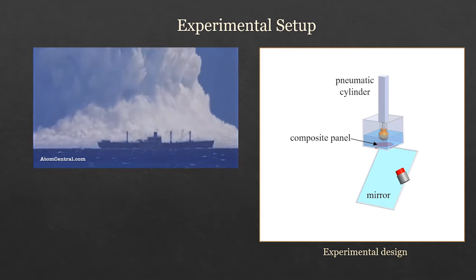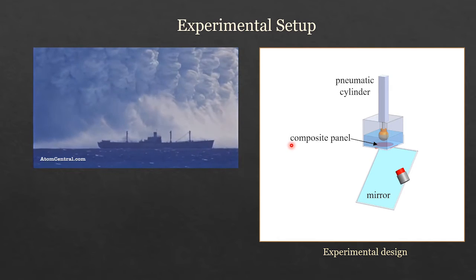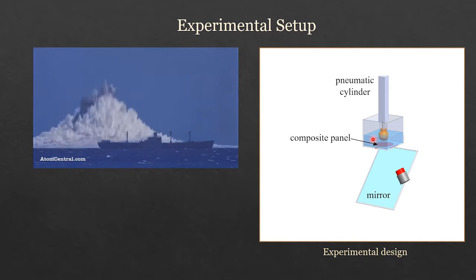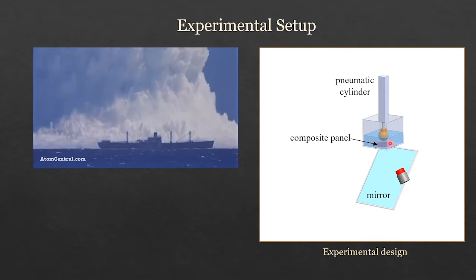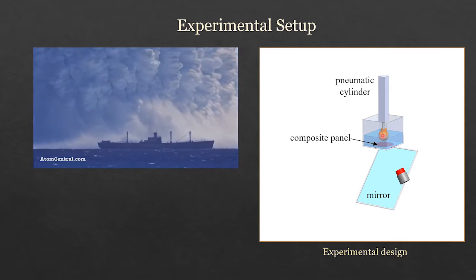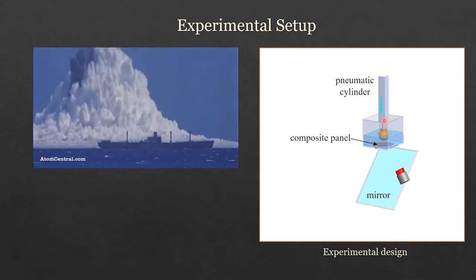To simulate the loading condition of a ship panel undergoing underwater explosion, we use a composite panel at the interface of water and air, the bottom of a water tank in this case. We create the loading condition using an N effector connected to a pneumatic cylinder that goes through the water surface.